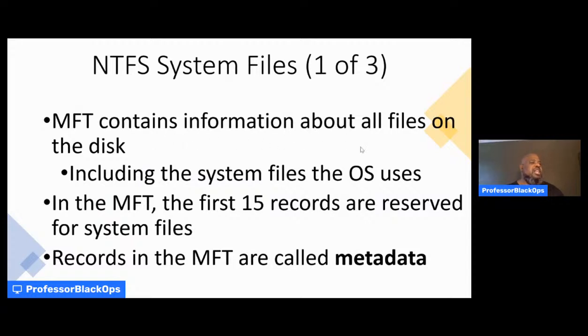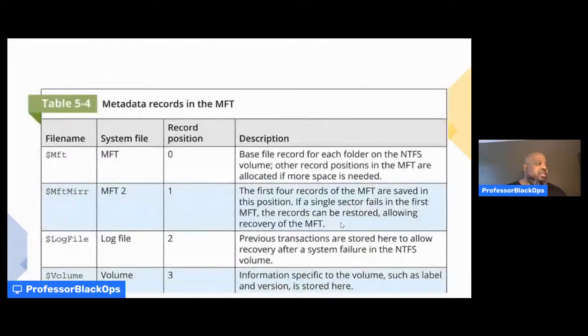The MFT contains information about all files on the disk, and it includes the system files such as the OS. The first 15 records are reserved in the file system. It's recorded in NTFS and it's called metadata. What metadata is, is information about the disk and the data that's on that disk, right?